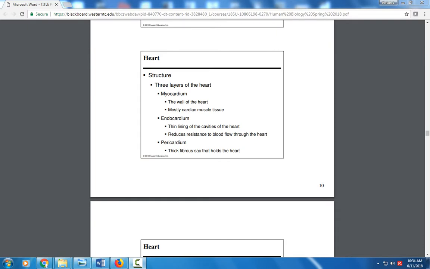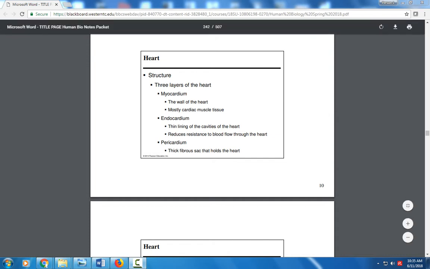We have the myocardium, which is the muscular layer of the heart, and then we have the endocardium, which is the thin inner lining of the heart that's exposed to the blood. And then we have the pericardium, which is the outer layer of the heart that contains the connective fibrous tissue to hold the heart, or to separate the heart from the rest of the chest cavity. So that's the pericardium.